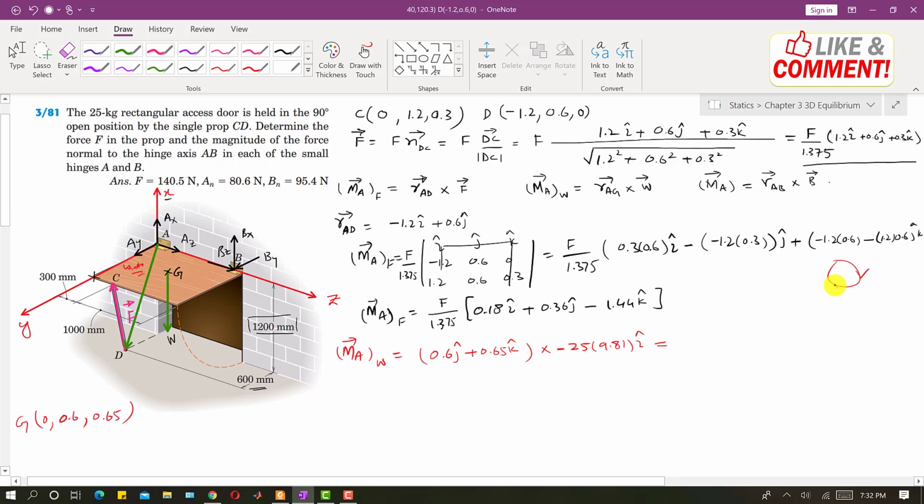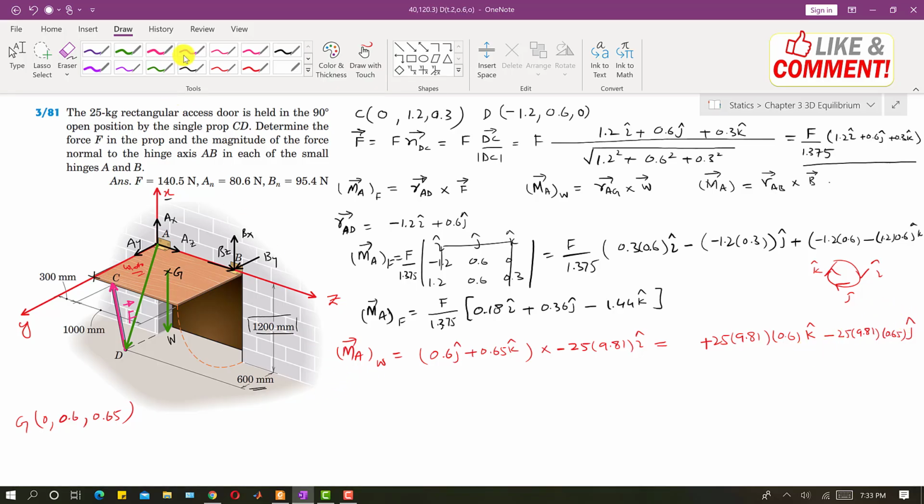So let me draw this. So when we multiply this, this will be 0 minus 25 into 9.81 into 0.6, and j cross i. So j cross i is minus k, so this will become plus, right? And then we will multiply this, so this will be minus 25 into 9.81 into 0.65, and k cross i. So k cross i is j, right? So I will write j.